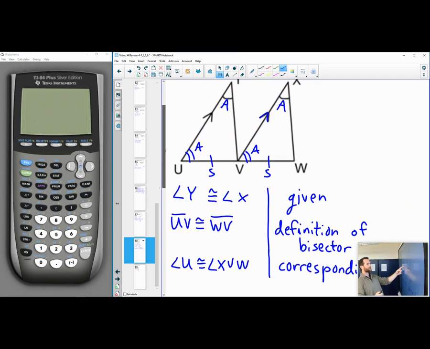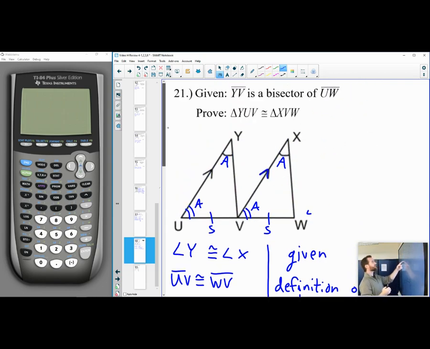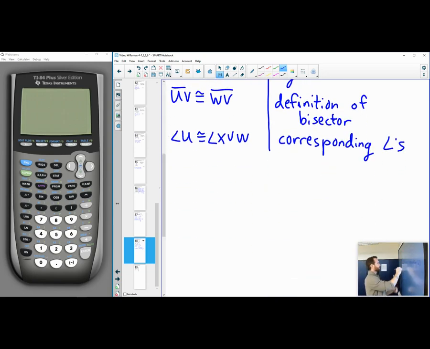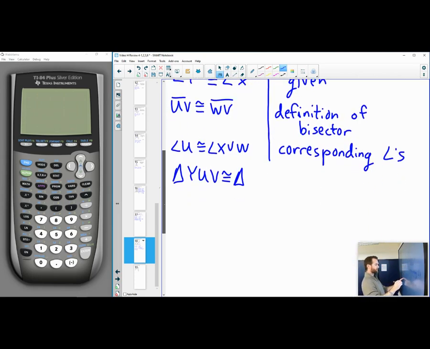What pattern do we see? I see angle, angle, side. 2 angles with a side that's not in between them, and I see the same thing in both triangles. Angle, angle, side it is. So we can say, let's steal it from the directions. Triangle YUV is congruent to triangle, what did they name the other one? YUV and XVW.